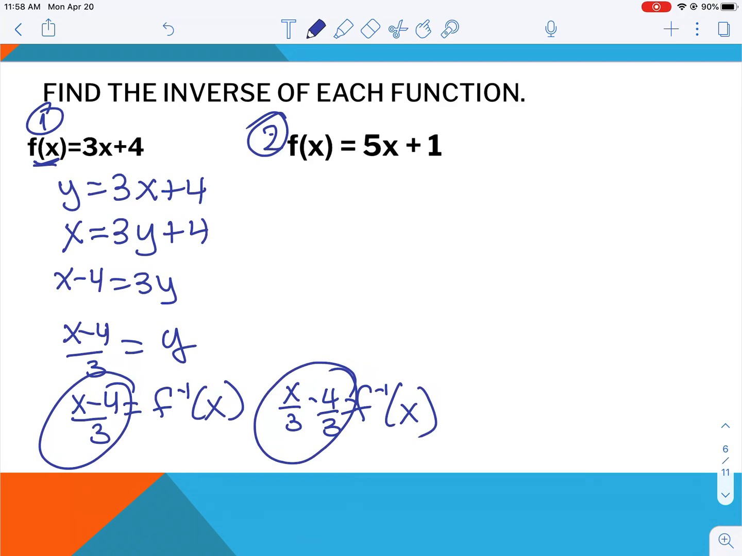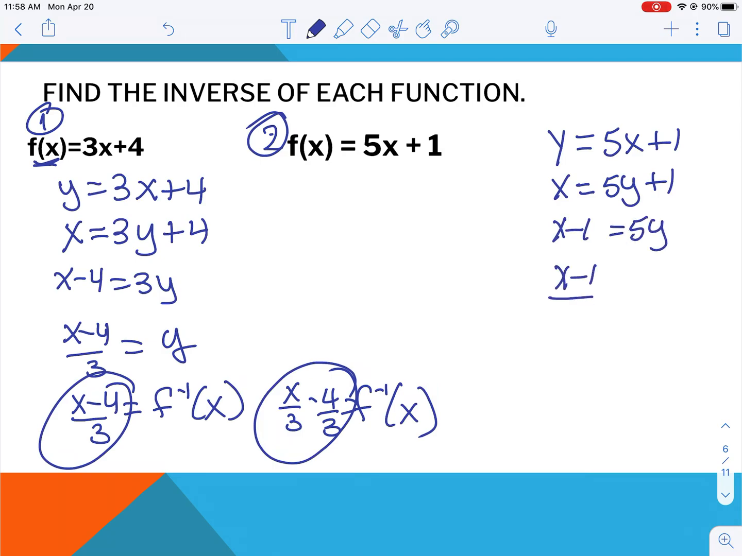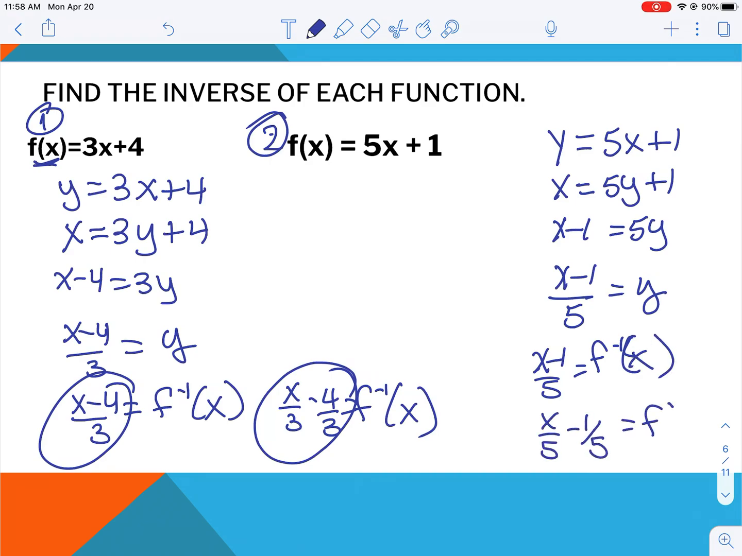So I want you to pause the video and try number 2 here and see if you get the same answer I get. So hit pause. Okay, let's see how you did. So this one, we're going to switch it. Now I'm going to interchange my x and my y. And now I just solve for y. So I can leave it like this for the inverse, or I can make separate fractions for the inverse.